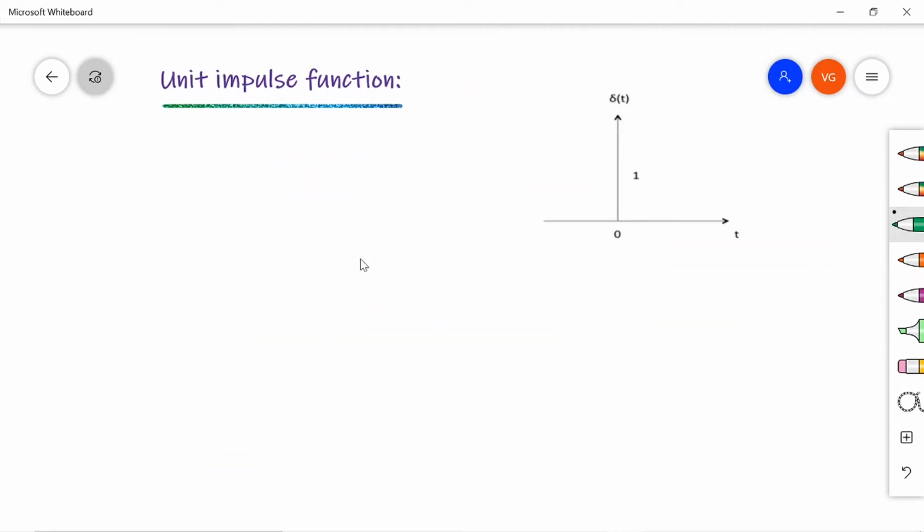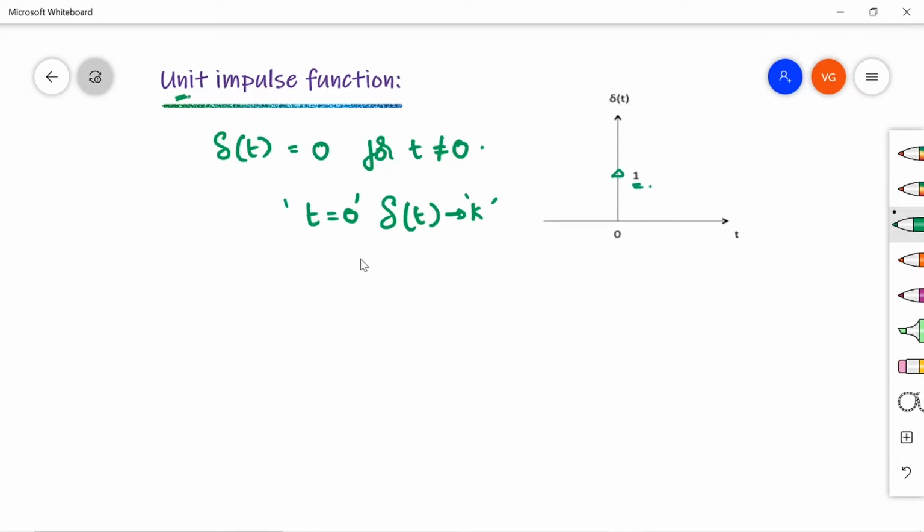The second signal here is unit impulse function. Unit impulse function is represented with del of t. It is written like this, del of t, and it is defined as del of t is equal to 0 for t is not equal to 0. That means if t is equal to 0, del of t has some amplitude that we don't know. As I am talking about here unit impulse function, so we are taking this as unit 1 here. So del of t has amplitude only at t is equal to 0, that is equal to 1 when it is a unit impulse function.